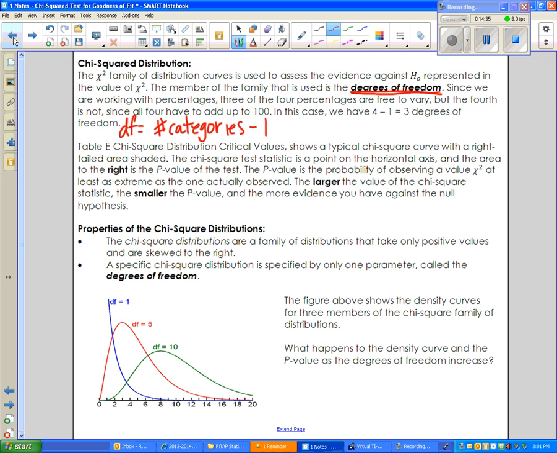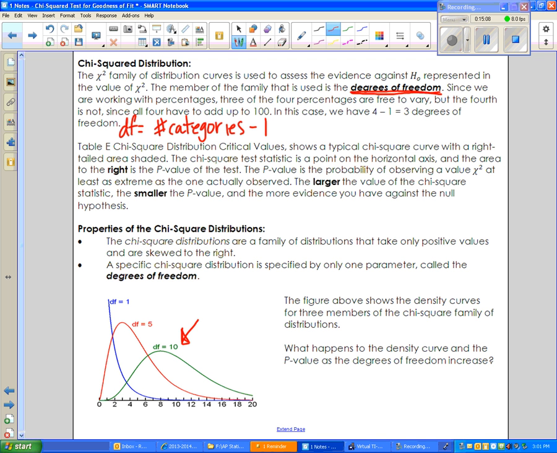So some other properties of the chi-square distribution. Again, like I said, it's a family of distributions that can only take on positive values, and it's always going to be skewed to the right. A specific chi-square distribution is specified by only one parameter, and that's the degrees of freedom. You're given several different curves that show you the shape of the distribution as the degrees of freedom increase. As your degrees of freedom increase, obviously your sample is getting larger, and so your curve is going to approach that of a normal distribution.